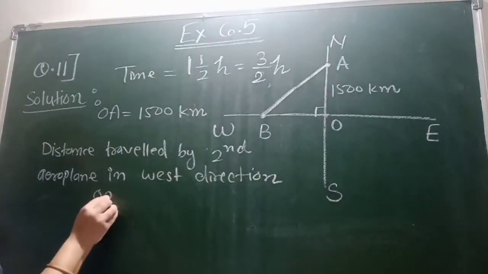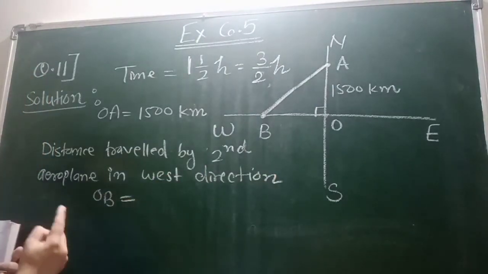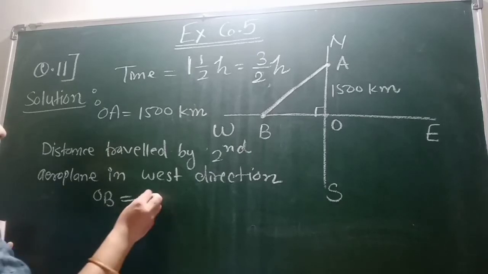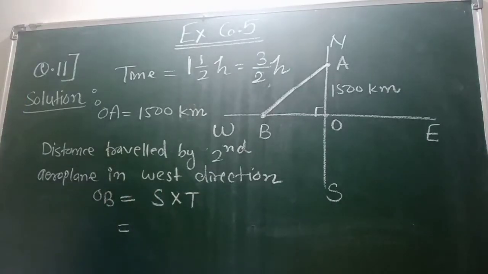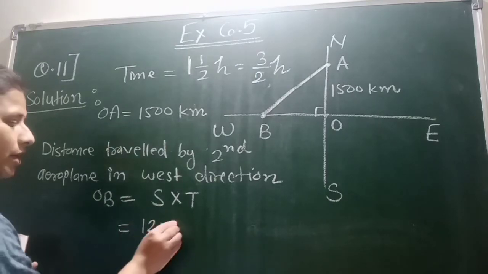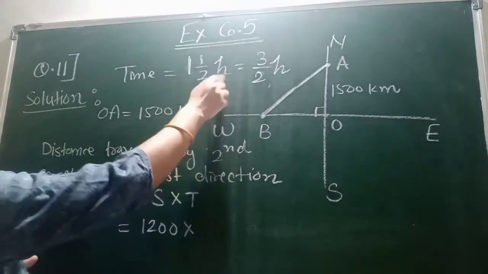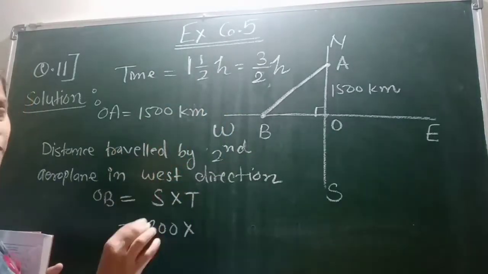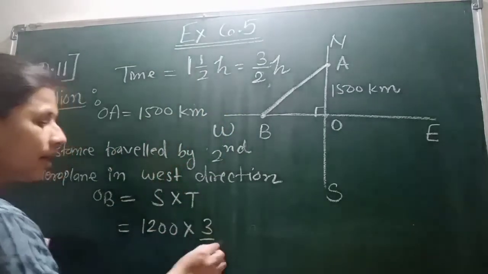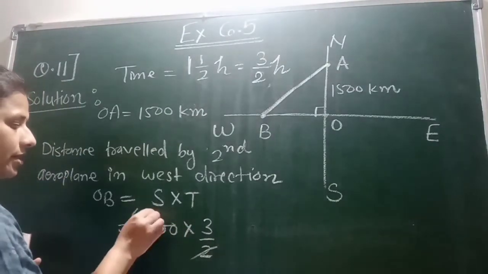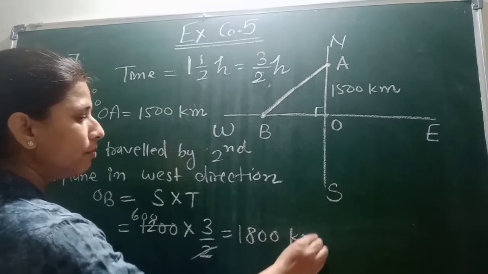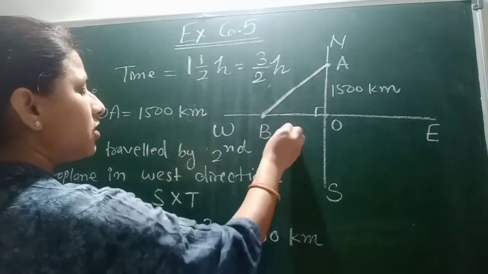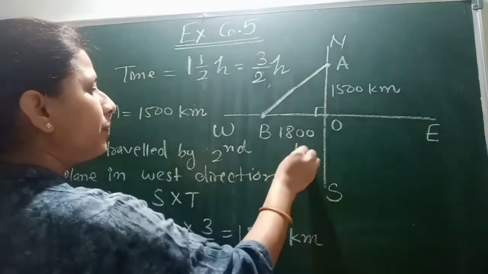OB equals, similarly we will apply the same formula, distance equals speed into time. Here speed is given as 1200 km per hour. It means we will write speed 1200, and time, once again we will take 1 and 1 by 2 hours. It means 3 by 2 hours. Then we will cancel this, and what we will get? Distance 1800 kilometer. So this distance is your 1800 kilometer.